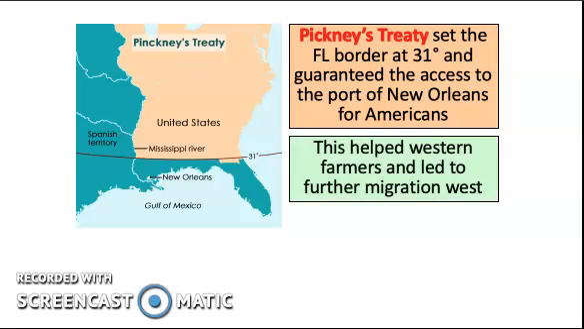Now, this is really significant because what this does is this helps Western farmers because it allows them to sell their products much more easily. And it also increases the migration west because now it's easier to make money living out west. People are more likely to move out that way. And we see as a result of Pinckney's Treaty, just more and more people spilling across the Appalachians, looking for those economic opportunities that are in the west with cheap land and the ability to now sell your products to distant markets.